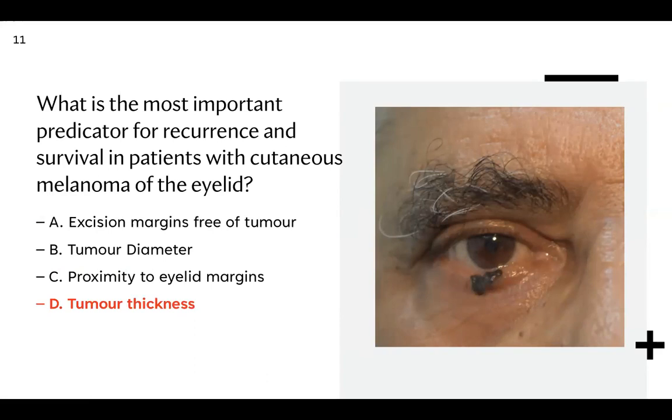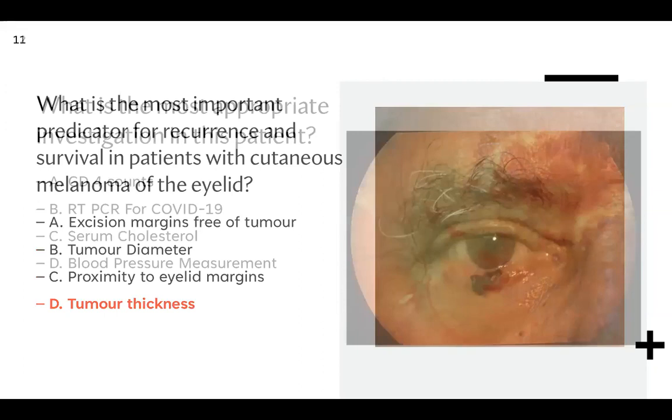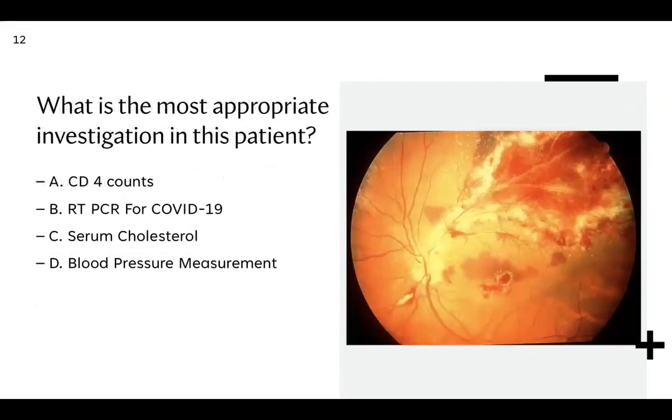And the majority of the audience has said excision margins being free of tumor. Even if it is not free of tumor, it can recur, but metastasis is directly associated with tumor thickness, and therefore survival is not dictated by the free margins of the tumor, but rather by thickness of the tumor. Our next question is, which is the most appropriate investigation of this patient?